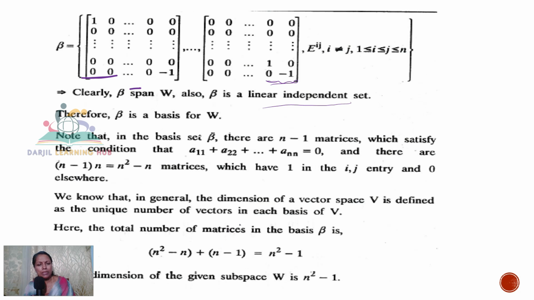Note that in the basis set beta there are n minus 1 matrices which satisfy the condition that the trace is equal to 0.